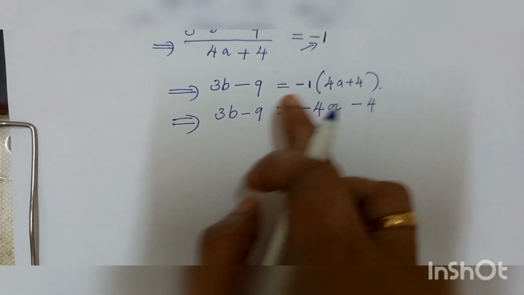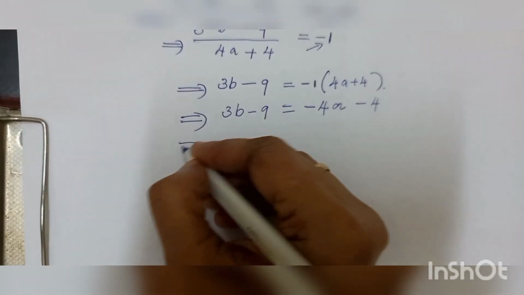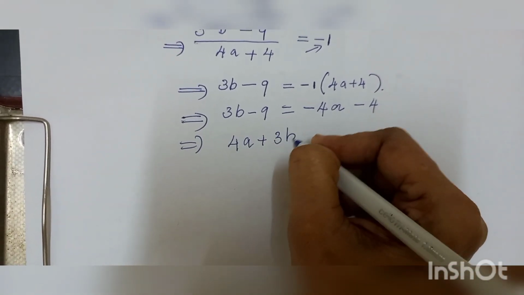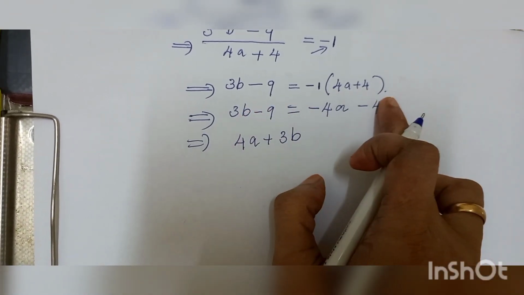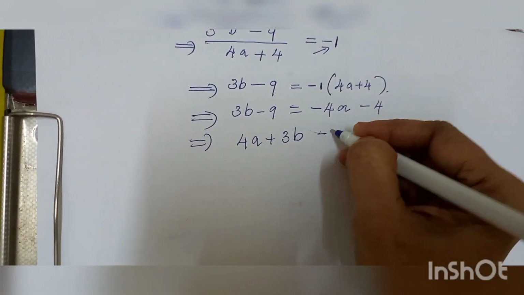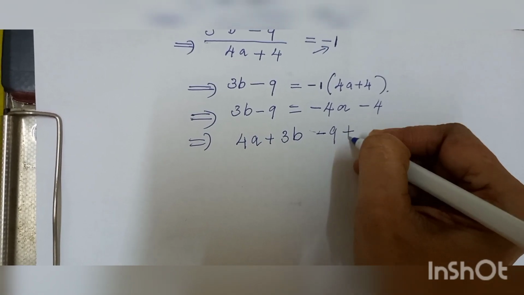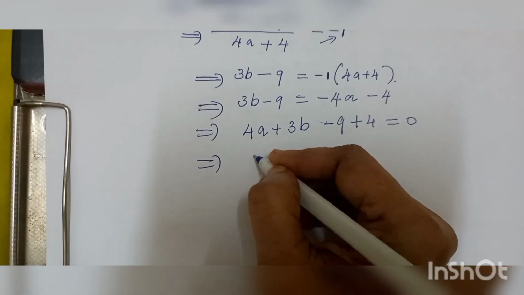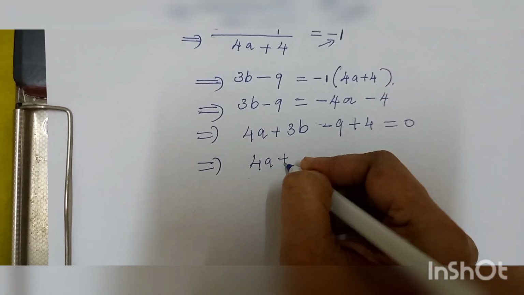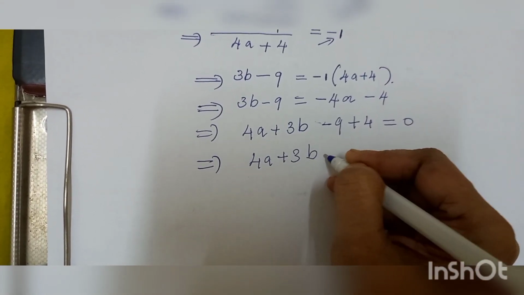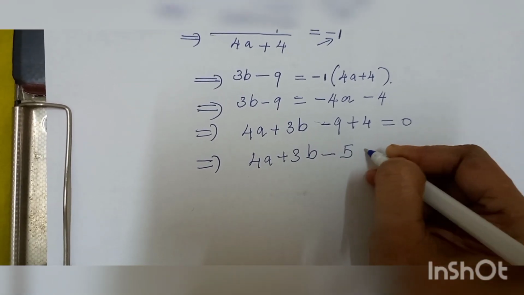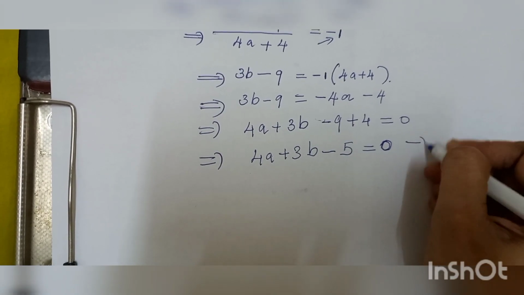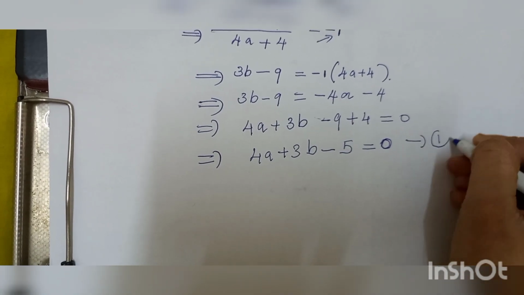Then transpose this 4a to this side, so we get 4a plus 3b. Transpose this 4 to this side, so it becomes plus 4, which is equal to 0, which implies 4a plus 3b minus 5 is equal to 0. We can call this equation number 1.